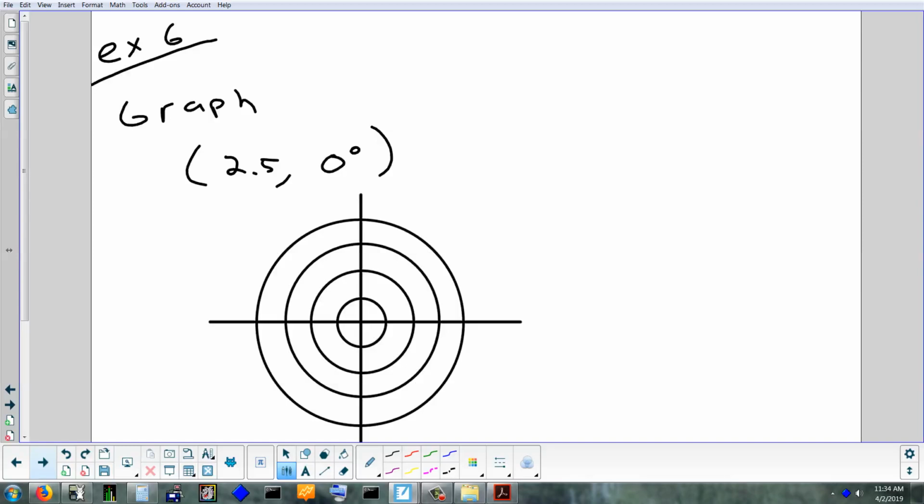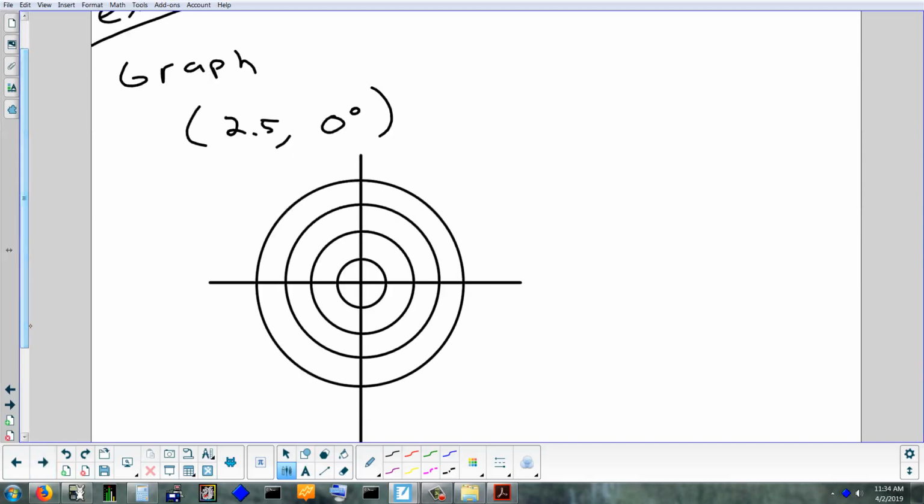2.5, 0 degrees. Is this one going to be at the origin? No. This time the angle does make a difference, because if it wasn't 0 degrees, it would move. But it is 0. So where does this one end up? It's going to end up on the positive x-axis. How many units away from the origin? 2.5. So right there.